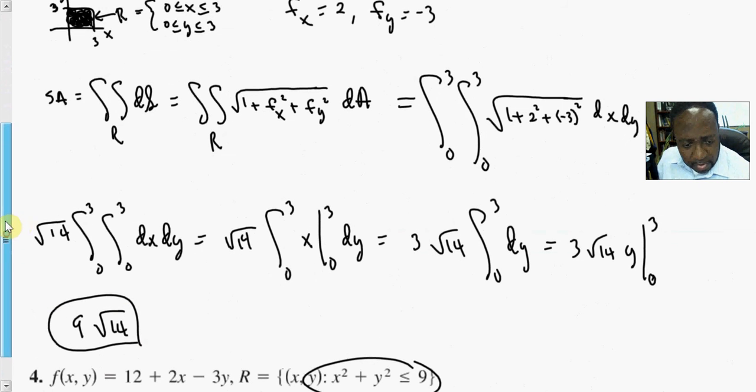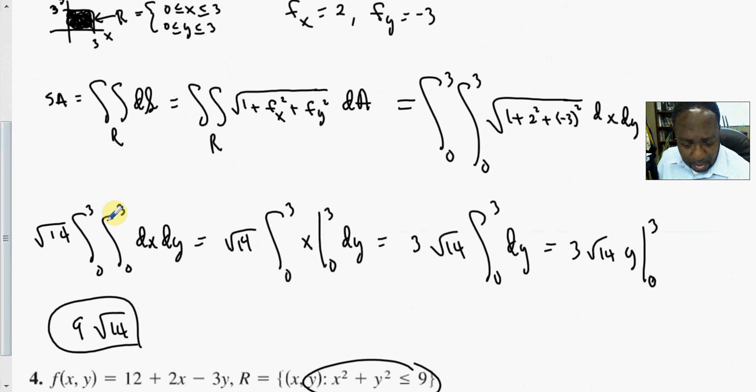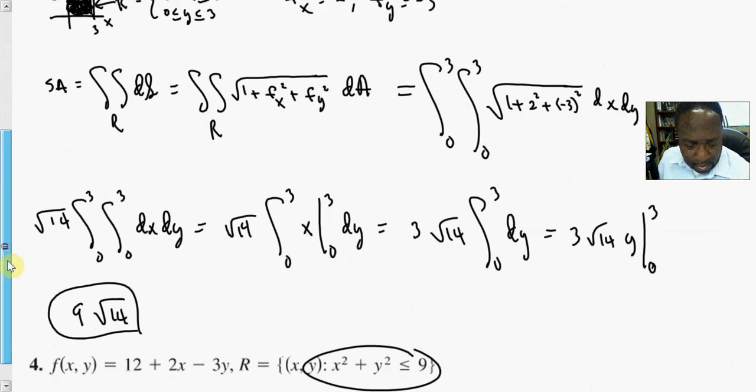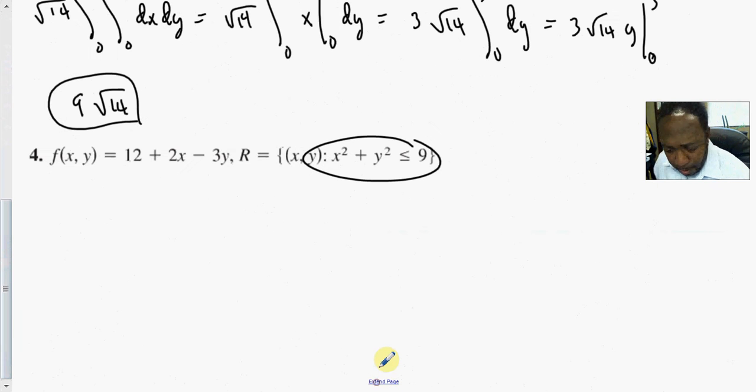And I think some of these integrals, if you see what's happening, you can just go ahead and cut to the chase. Here, the region is a circle with a radius 3.